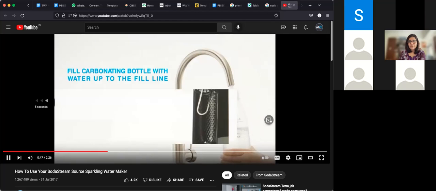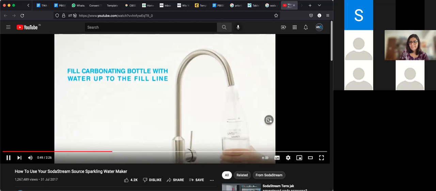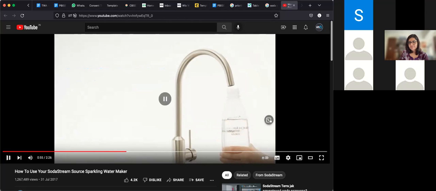Oh, this is an important thing. Fill the carbonating bottle with water up to the fill line. Best results are achieved when the water is cold. So she just said it: best results are achieved when the water is cold.